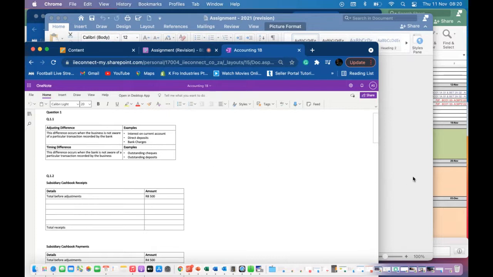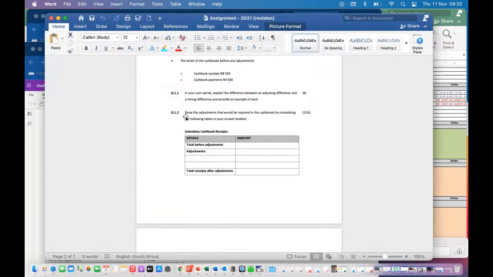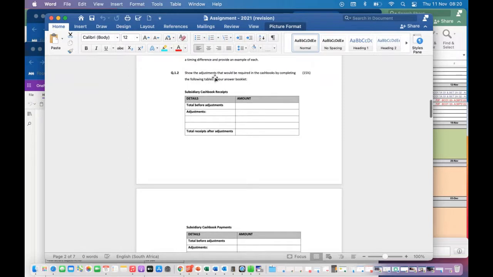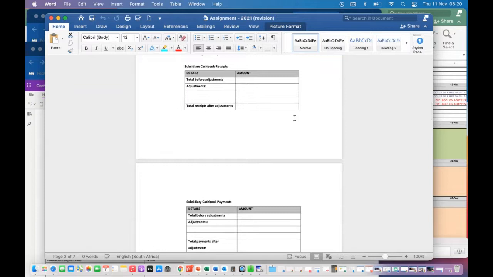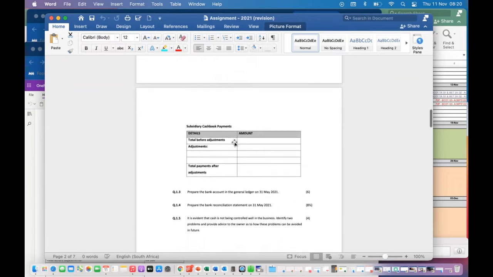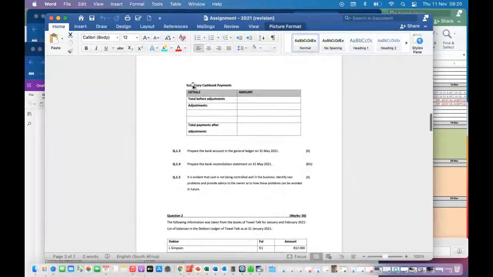So that's question 1.1. Then we quickly move on to question 1.2. Question 1.1 also did not require you to read through the whole question, hence why we dealt with it there and then. Question 1.2 says, show the adjustments that would have been required in the cash books by completing the following tables in your answer booklet. That's what your answer booklet looked like. You have that right in front of you. To the people online, you're looking at my screen and you can see that there. So they want us to adjust the cash books, basically.